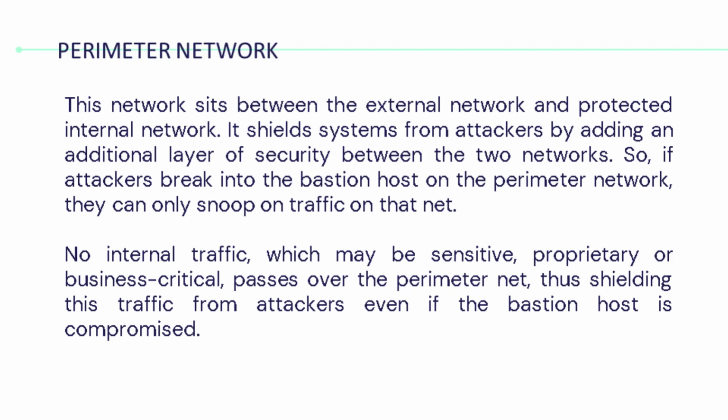Perimeter network. This network sits between the external network and protected internal network. It shields systems from attackers by adding an additional layer of security between the two networks. So, if attackers break into the bastion host on the perimeter network, they can only snoop on traffic on that net. No internal traffic, which may be sensitive, proprietary, or business critical, passes over the perimeter net, thus shielding this traffic from attackers even if the bastion host is compromised.